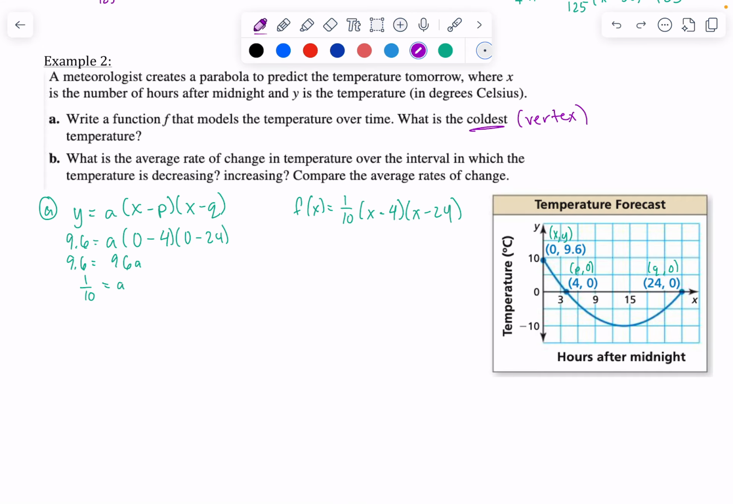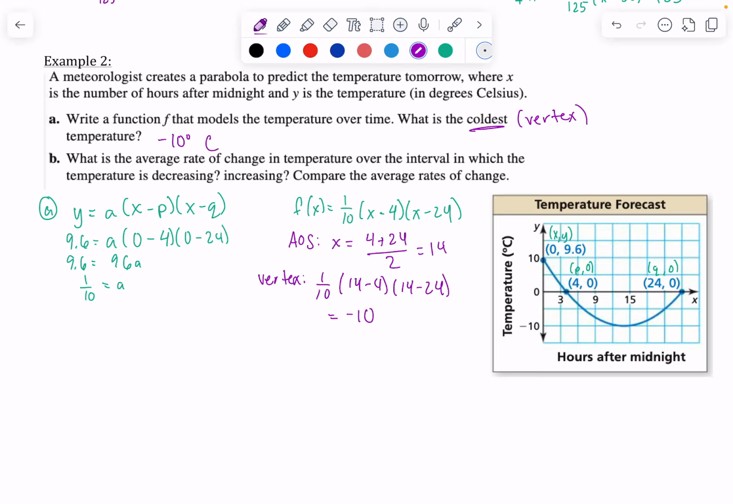So if this is intercept form, to find the vertex, I need to first find the axis of symmetry, which I could find by taking the average of my x-intercepts, in which case I do get 14. And then to find the y value of the vertex, just plug that value, 14, into my function, into my equation, and again, I get -10. So what is the coldest temperature? The coldest temperature is -10 degrees Celsius.